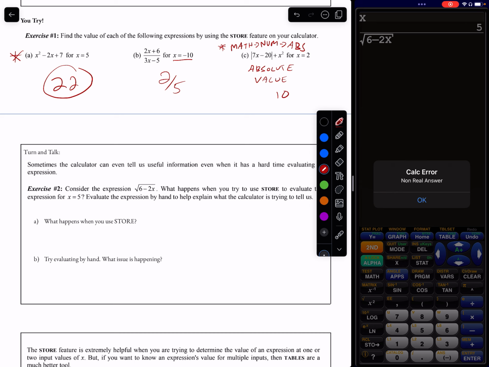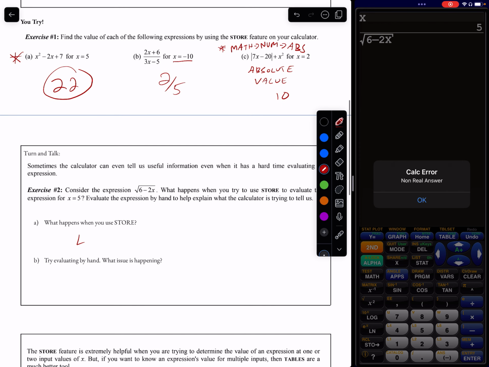And then when I hit enter, it says an error. And in my calculator, it says non-real answer. Okay, but what happens when you substitute that into your calculator? There is an error. Okay, so why is this happening? Well, let's check it out.